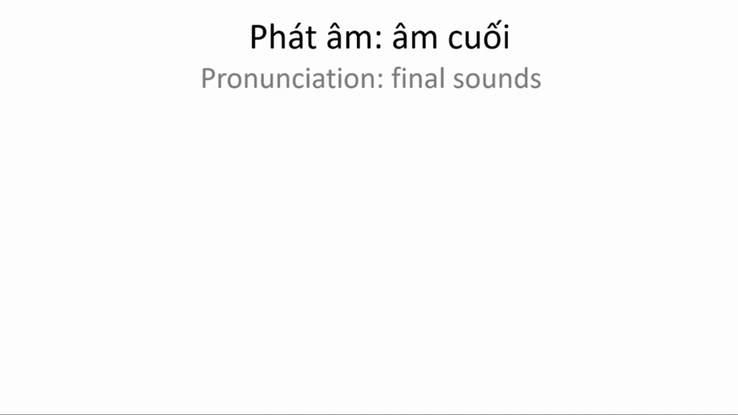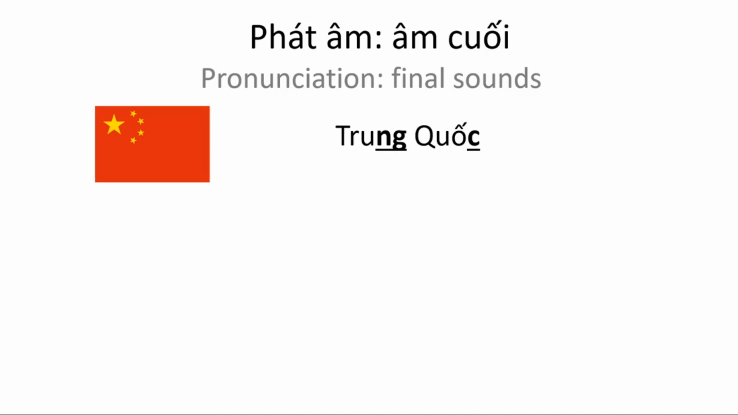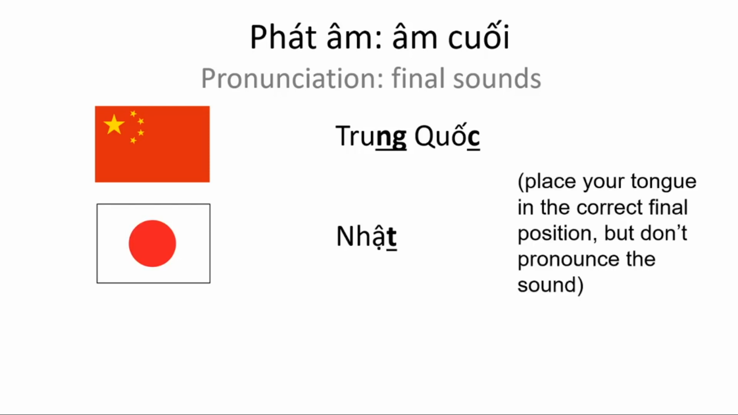Phát âm cuối. Looking closer at final sounds, we have Trung Quốc, Trung being that blowfish sound we looked at in the previous lesson, and quốc. Nhật is Japan. You place your tongue in the correct final position, but you don't pronounce the sound. So remember the duck, stuck, tuck, and that stuck, da sound. Use that as the final sound, but don't pronounce it. Nhật, nhật.